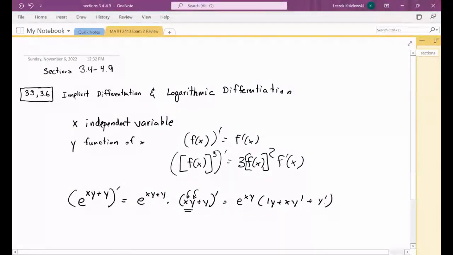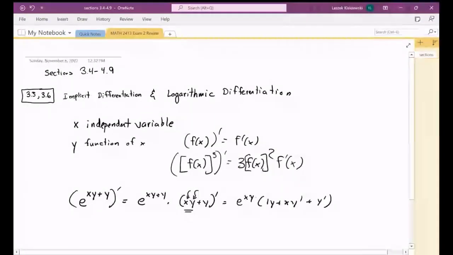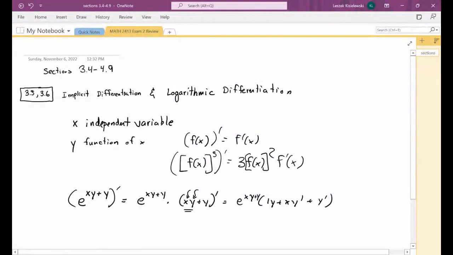Okay. Excuse me? Yes. What is the e term x, y plus y go on the right side? Yeah, it's right there. You just didn't see it right away.